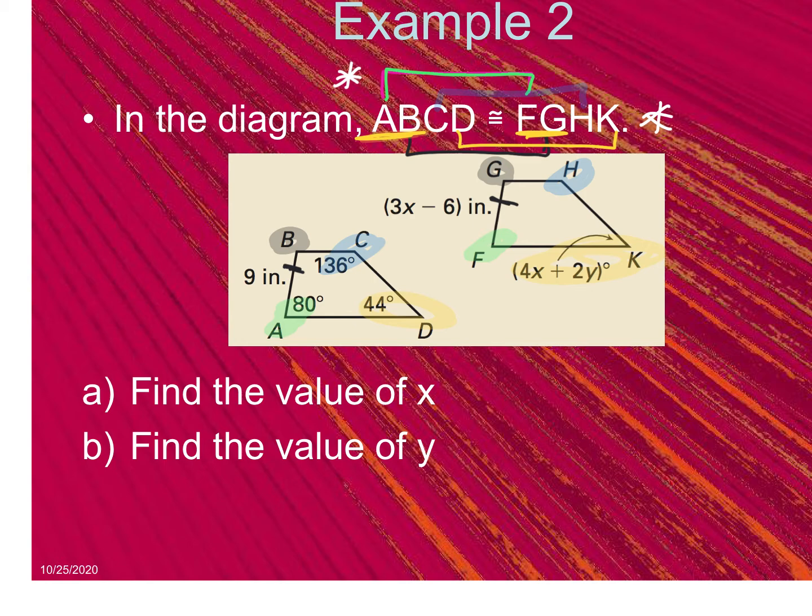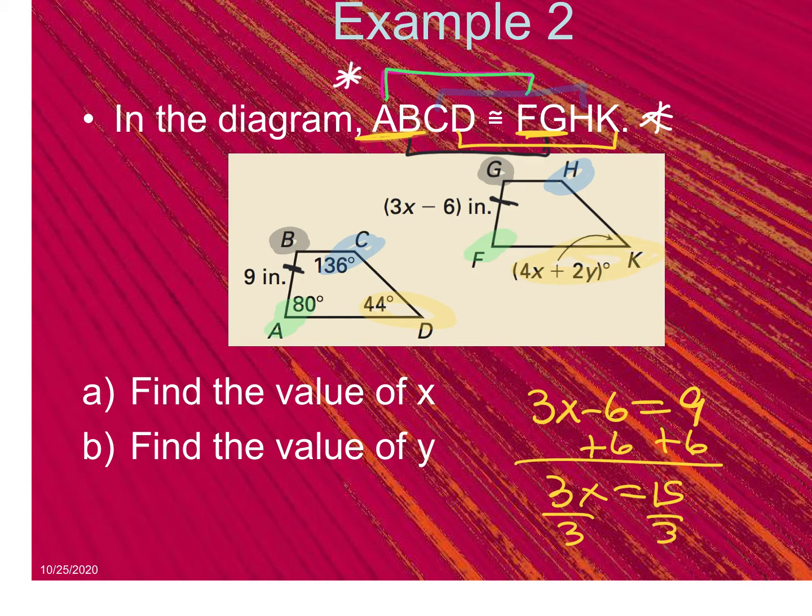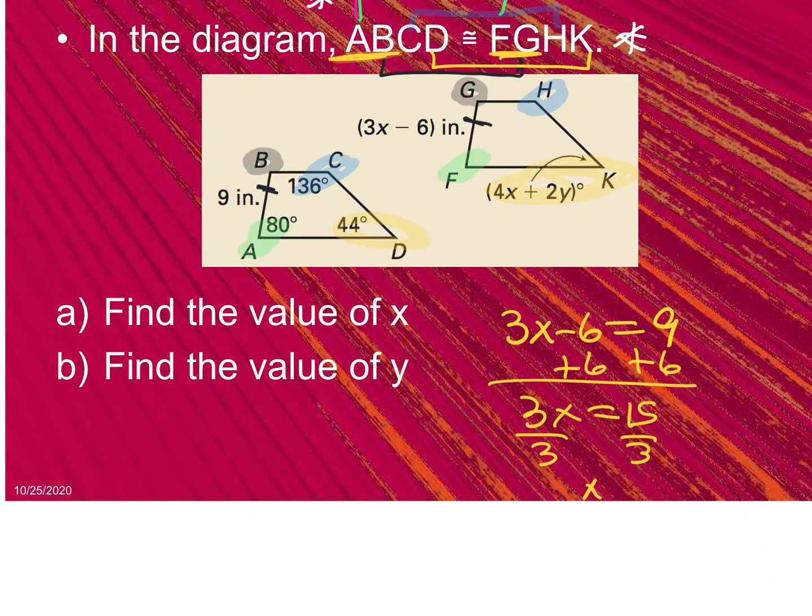So to find the value of X, I'm going to go ahead and set up 3x minus 6 equals 9. I'm going to solve for X by adding 6, divide by 3, and X is equal to 5. So that's the first answer.